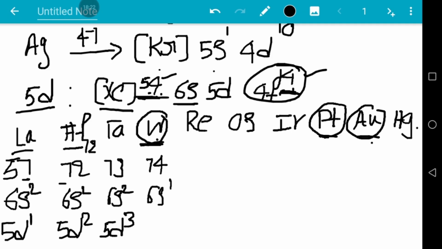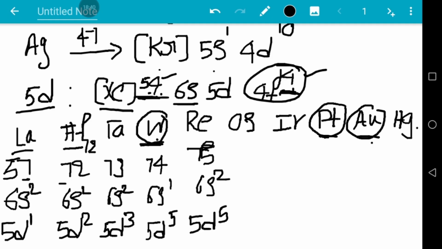Next, rhenium is 75. So how many electrons? 6s2. This is not an exceptional configuration, so write down 6s2 and 5d5. Next, osmium is 76. Here also the same, 6s2 5d6. Next, iridium 77. Then 6s2 5d7.